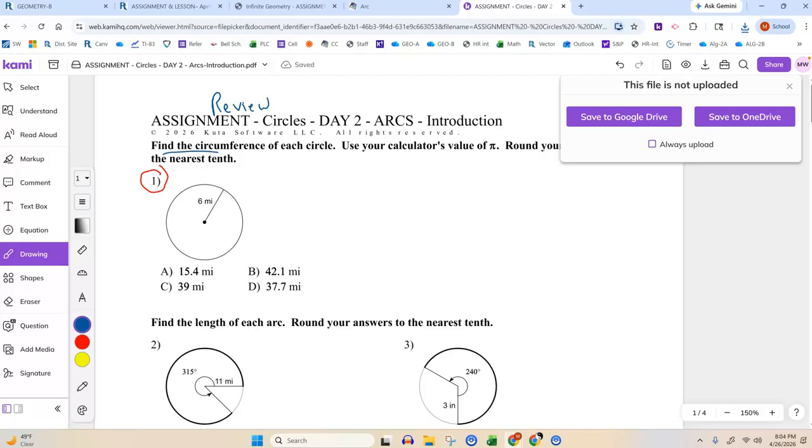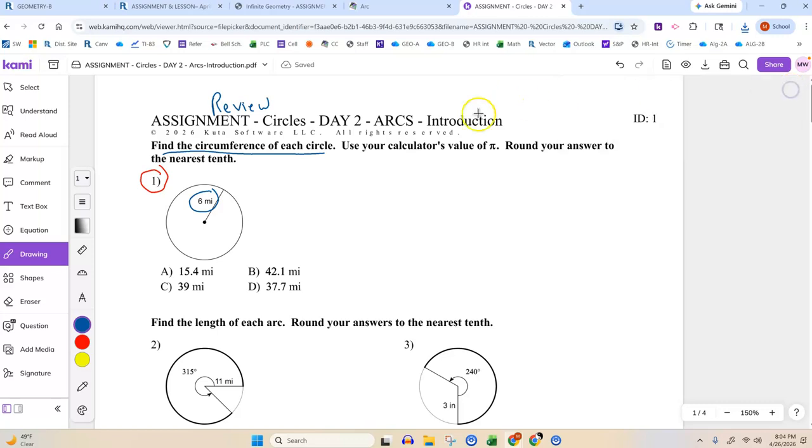So number 1 says find the circumference of each circle. Well, that's the distance all the way around, and we have a radius. See if you remember. If you feel like you remember it, you can try it. Otherwise, if you want, I will show you the explanation. But if you want, you can pause the video, and you can see if you can find it, and then I'll explain it when I come back.